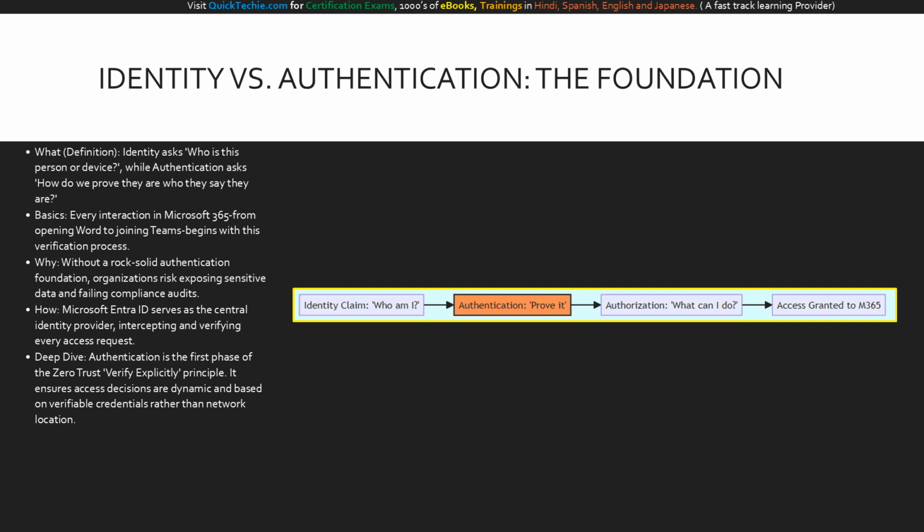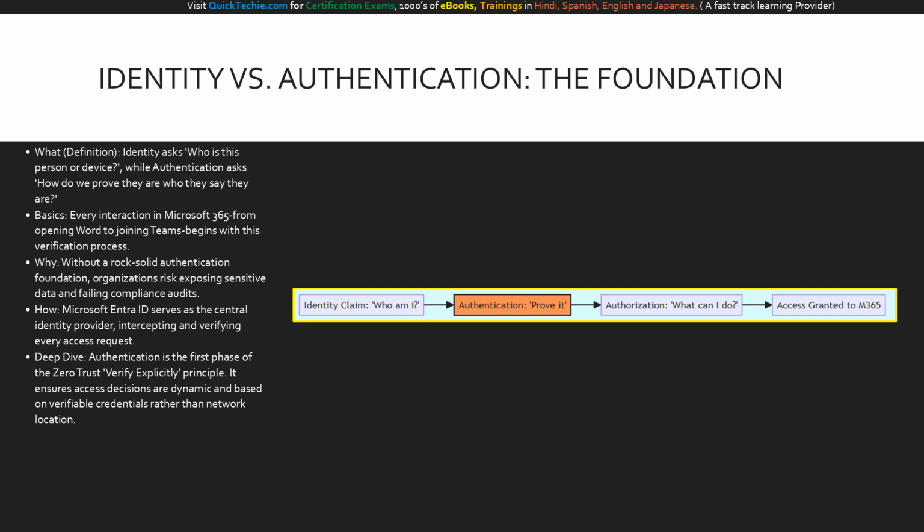Every single interaction with Microsoft 365, whether you are checking email or collaborating in SharePoint, starts right here. In the past, being on the corporate network was enough proof. Today, under the zero-trust security model, we assume breach. We trust no one by default. Therefore, Microsoft Entra ID sits at the front door of your tenant, explicitly verifying every authentication request before any data is released. Let's look at this fundamental access flow.